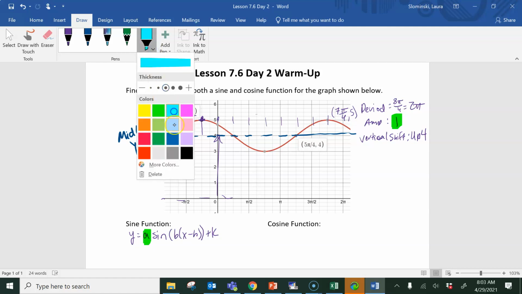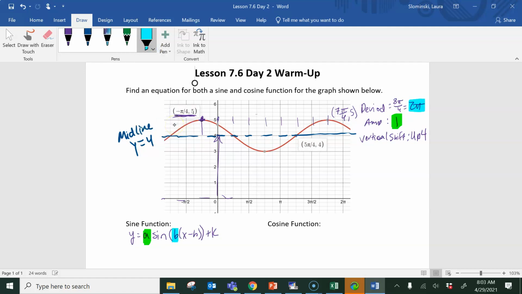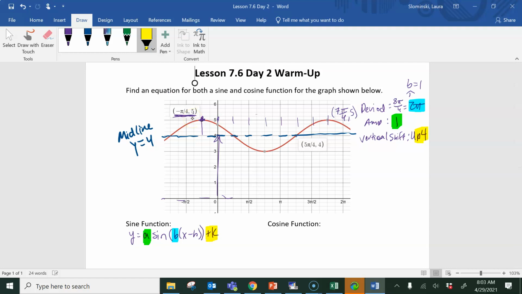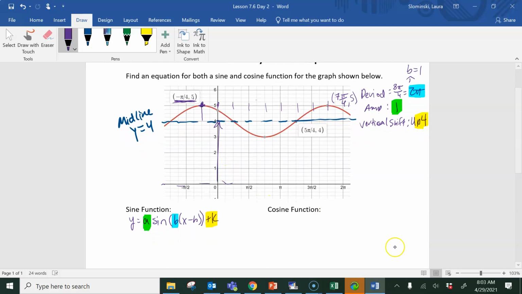B, we said the period is 2 pi, which means my b is also just 1, so I don't need to worry about it. The k is the vertical shift that we've already found. We said it went up 4, that's going to be the k. So the only thing we need to figure out is the h. And again, that's the phase shift. The last question before you'd write your equation that Pearson would ask would be for the phase shift.